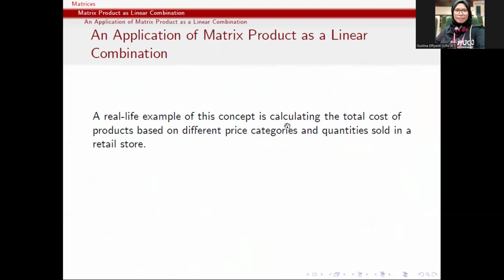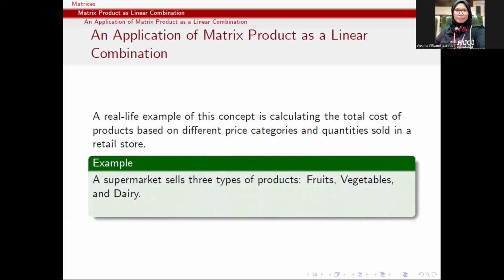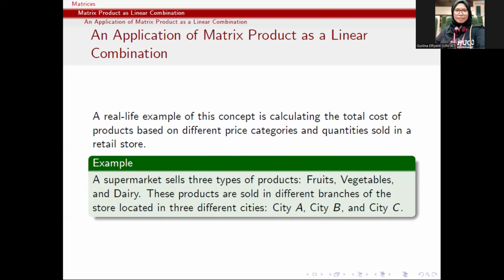Now we see an application of matrix product as a linear combination. A real-life example of this concept is calculating the total cost of products based on different price categories and quantities sold in a retail store. For example, let's say a supermarket sells 3 types of products: fruits, vegetables, and dairy. These products are sold in different branches of the store located in 3 different cities. Let's say city A, city B, and city C.